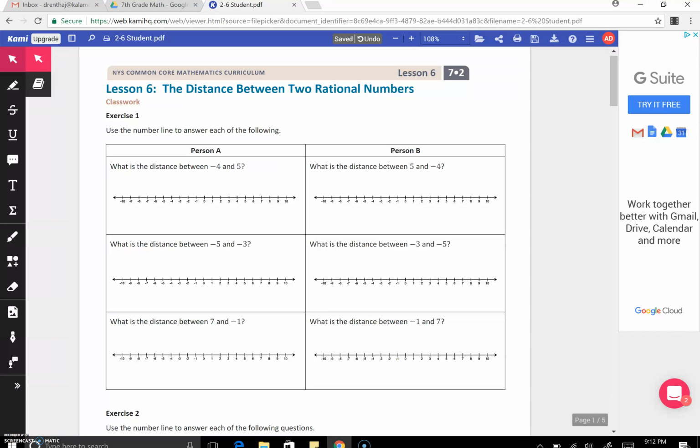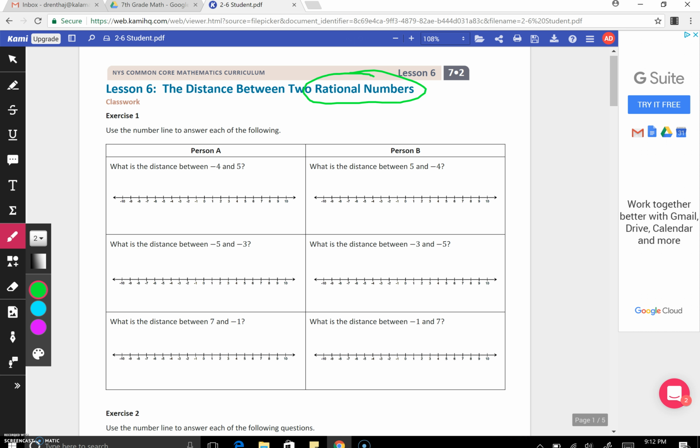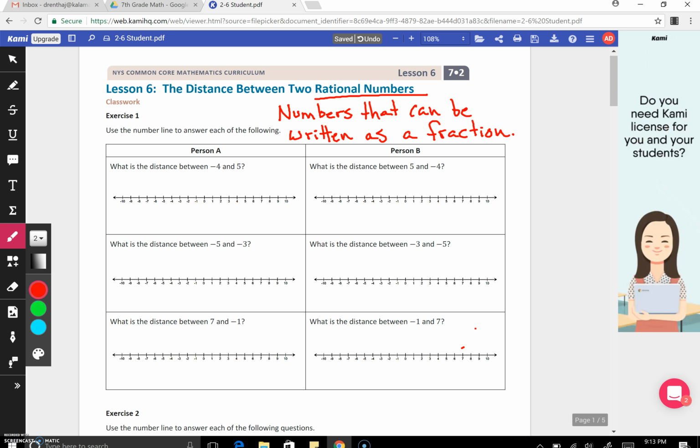All right, today we're on lesson 6, and what we're going to do is determine the distance between any two rational numbers. So we're talking about rational numbers, and in order to be successful at this, you have to know what rational numbers are. So what rational numbers are is pretty simple. It's any number that can be written as a fraction.